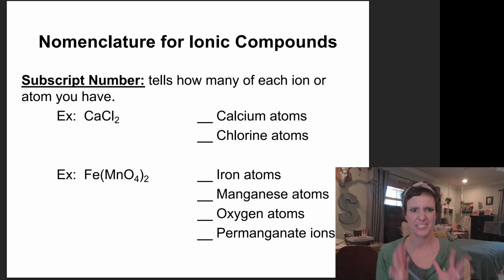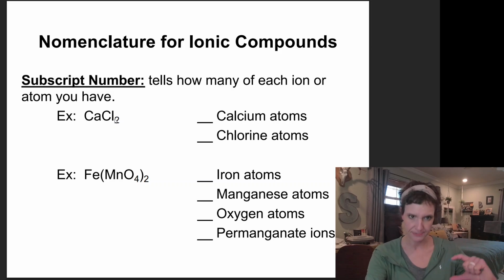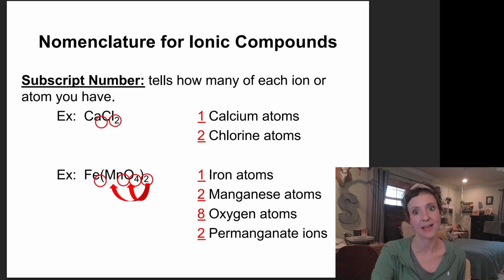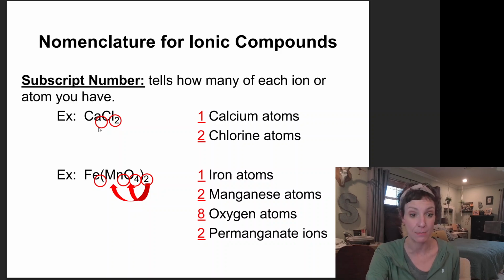So let's talk about subscript numbers. When I'm talking about subscripts, I'm talking about the teeny tiny numbers that are dropped down below. That tells you how many of each ion or atom you have. So from a formula like this, I can see that I have one calcium atom and two chlorine atoms. And in fact, I think I have the answers here. Yep. One calcium atom and two chlorine atoms. If you do not see a number, that means there is only one representative of that atom or ion.